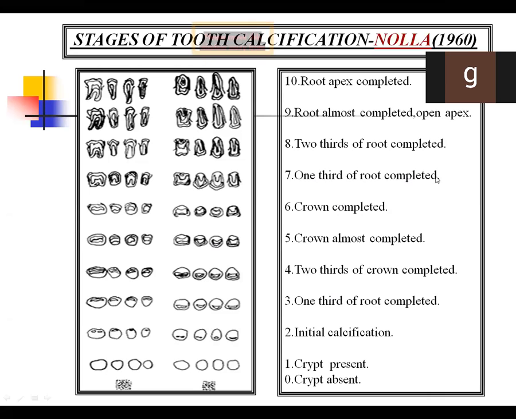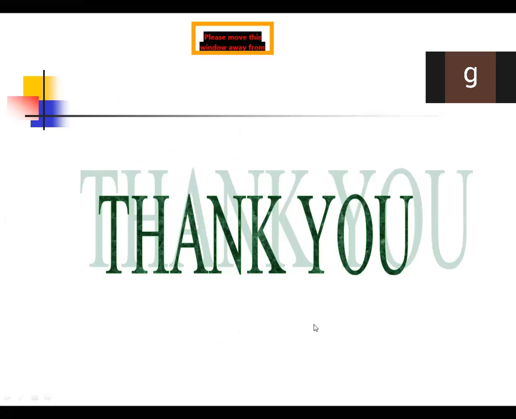In the 7th, one third of the root is completed. In the 8th, two-thirds of the root is completed. In the 9th, almost the root is completed but the apex is open, and in the 10th the root is completely formed with apical closure. These stages can be used for assessing the growth of the lower canine.